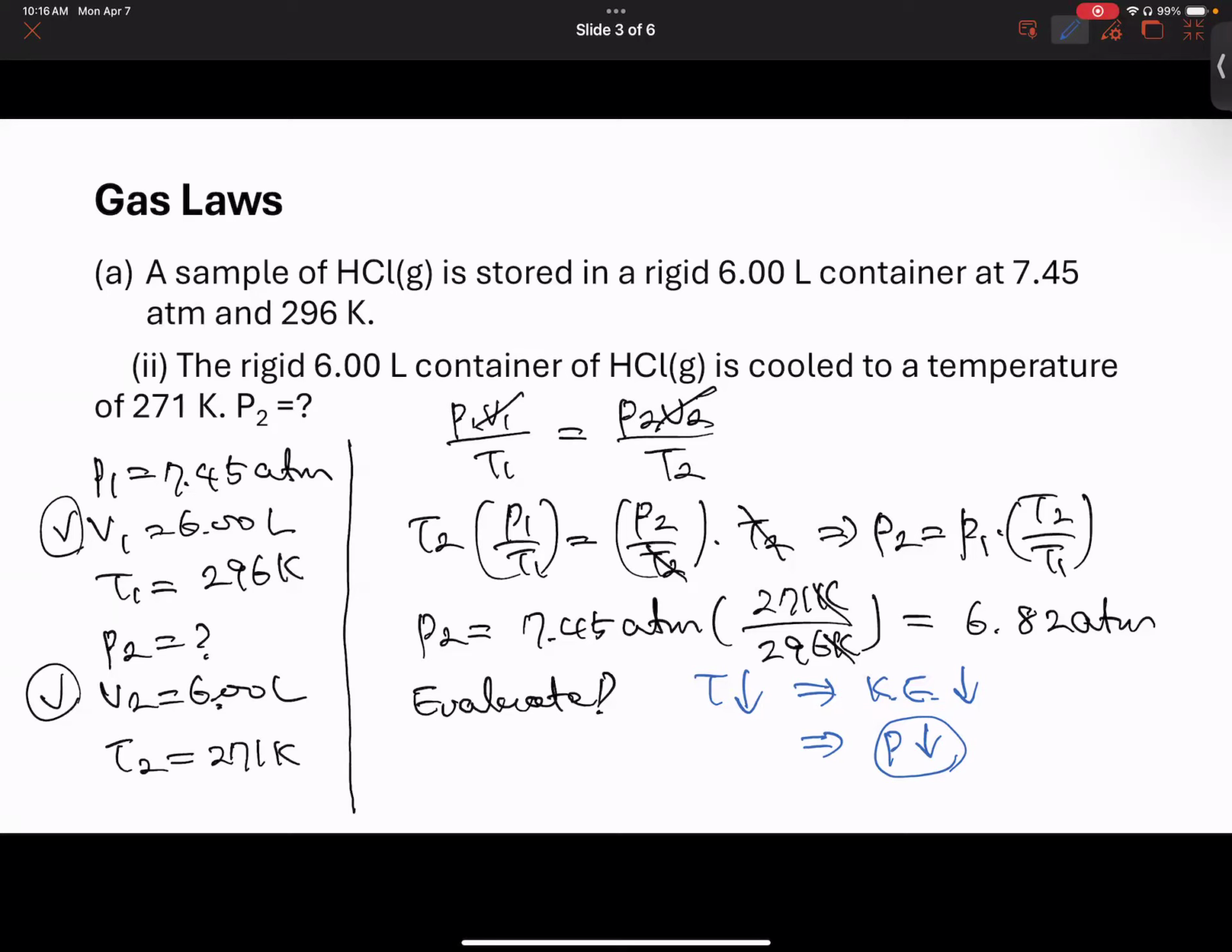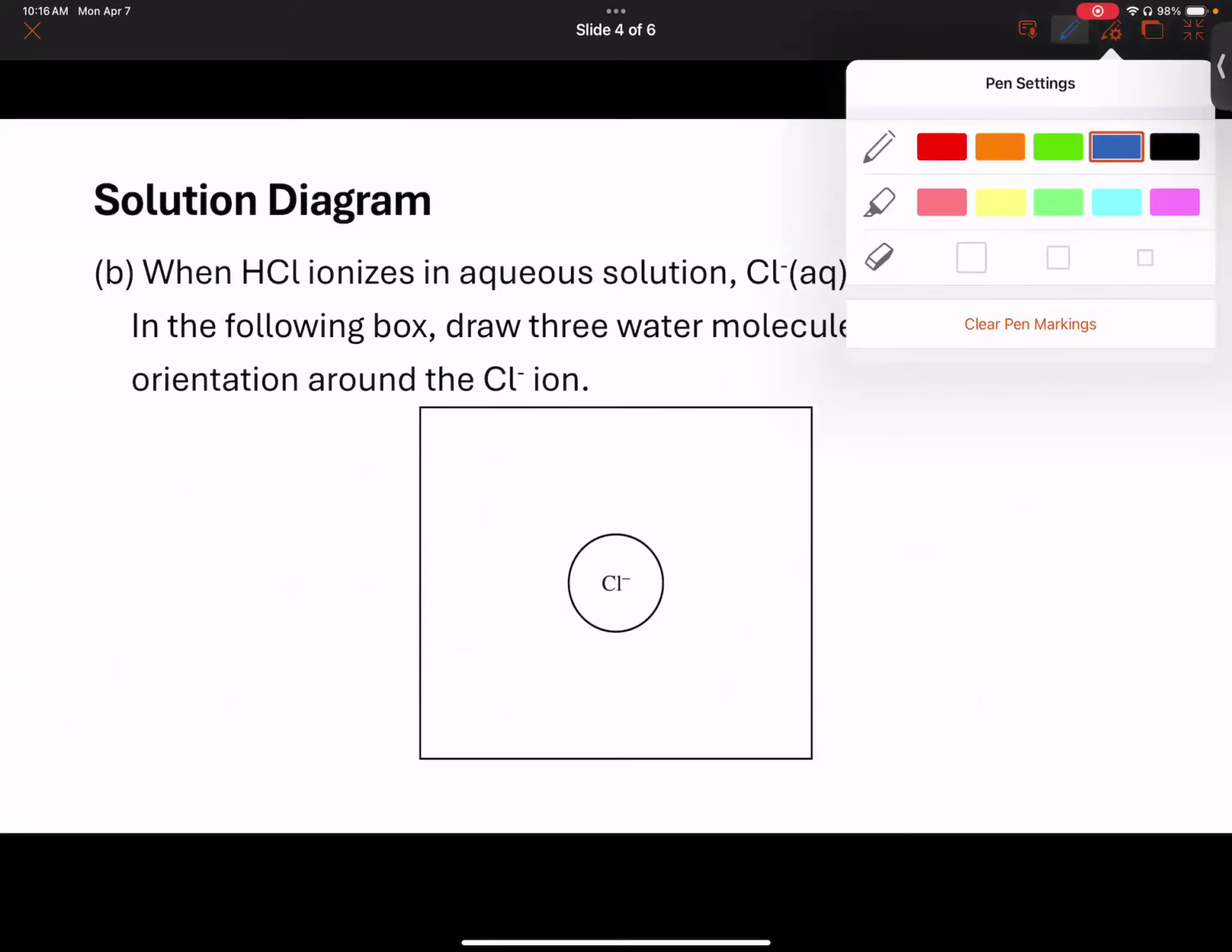Initially, it was 7.45 atmospheric pressure. Now it is decreased to 6.82 atm of pressure because of this temperature decrease. This one really makes sense. Now let's move up to the next problem.